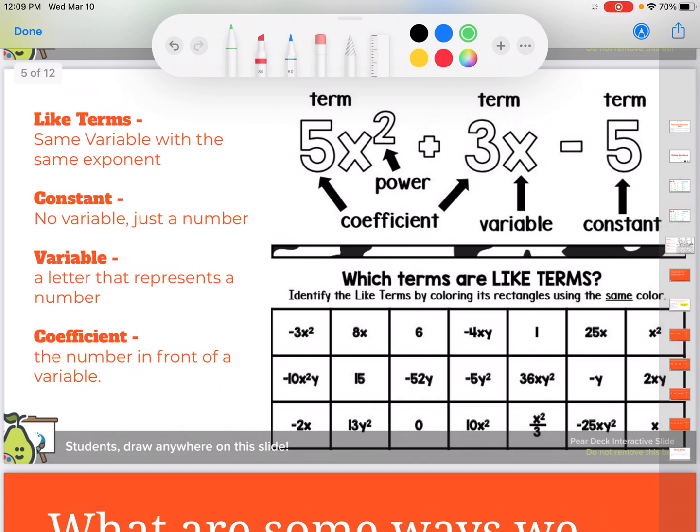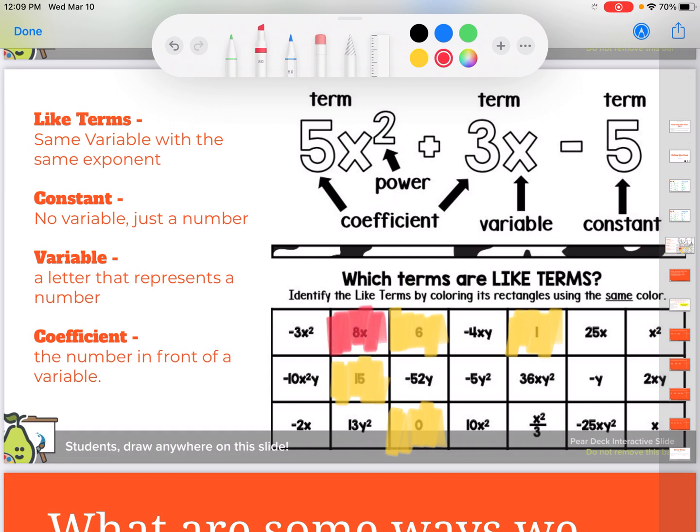All right, so this is vocabulary, and the idea is that we're going to color the terms that are the same color. So to be like terms, you have to have the same variable and the same exponent. So I'm going to color all my constant terms first because I think those are going to be the easiest to identify. Those are just numbers on their own. Okay, so those are all the numbers that are on their own. Then I'm looking for ones that have the same variable and the same exponent.